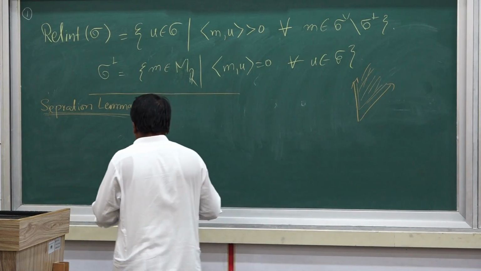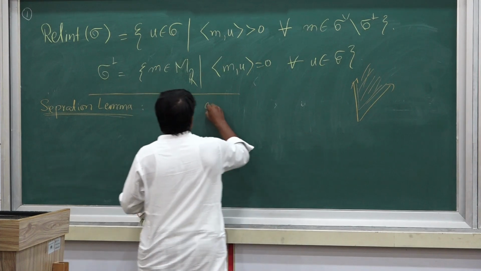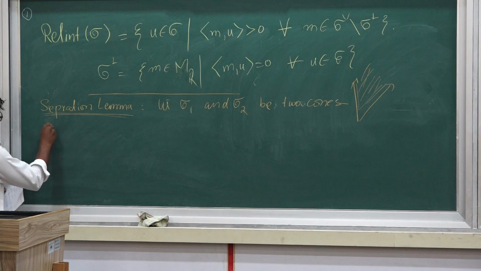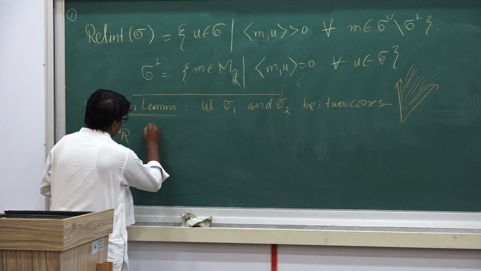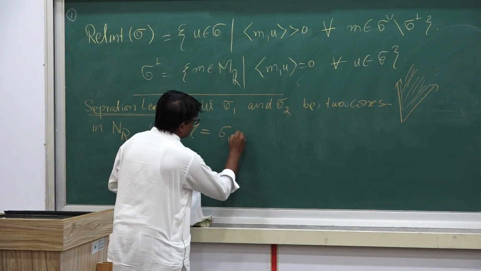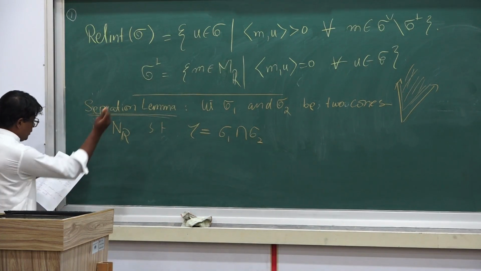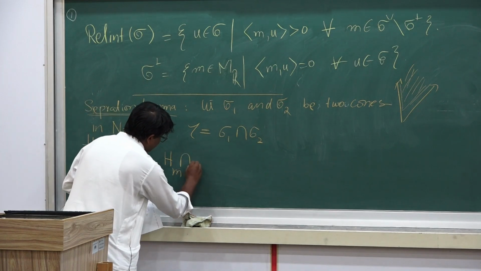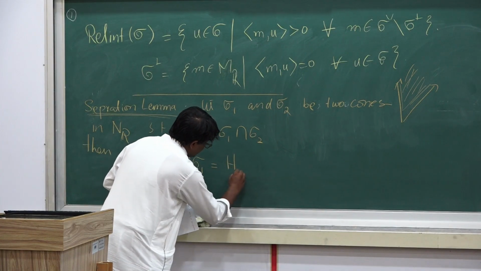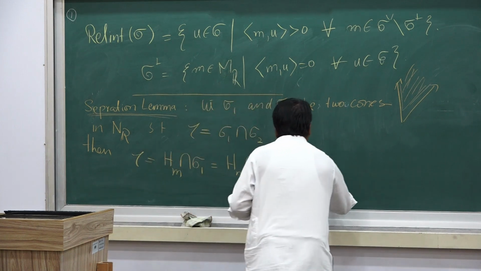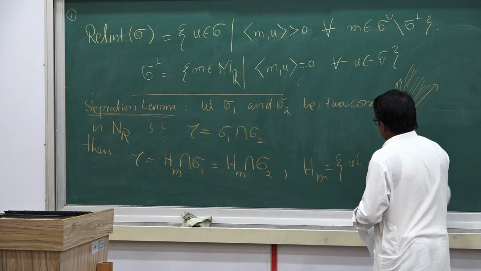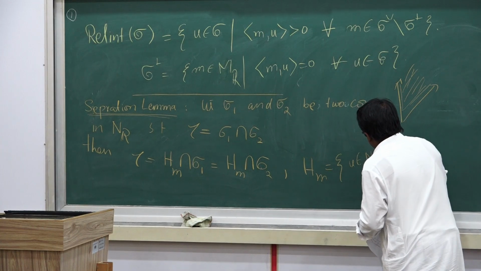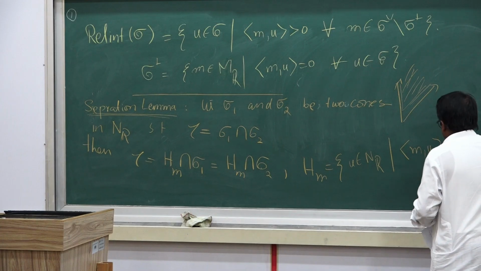Okay. So the thing is that if you have two cones sigma 1 and sigma 2 in N_R such that there is a common face tau between sigma 1 and sigma 2, then the common face tau can be realized as H_m intersection with sigma 1, and this also can be realized as H_m intersection with sigma 2, where H_m is all those u belonging to N_R such that <m, u> is equal to 0. Okay.